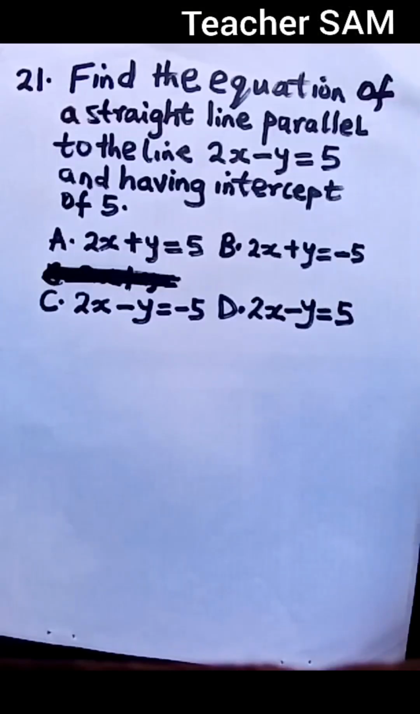Okay, we have another question before us. Find the equation of a straight line parallel to the line 2x minus y equals 5 and having intercept of 5. Option A, 2x plus y equals 5. Option B, 2x plus y equals minus 5. Option C, 2x minus y equals minus 5. Option D, 2x minus y equals 5.